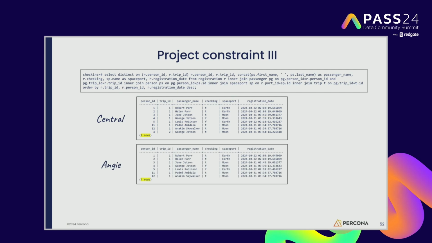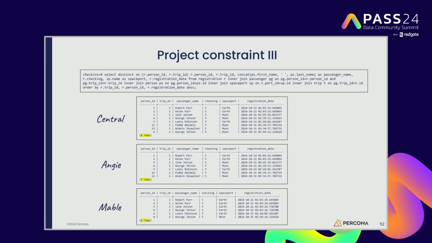That's on Central. On Angie, we get the same thing, except we do not get the registration that says George is now on board of Mabel. And Mabel doesn't have any idea of the check-ins and check-outs that took place on Moon while we made those changes, except for the fact that it accepted George on board, so it got checked in.